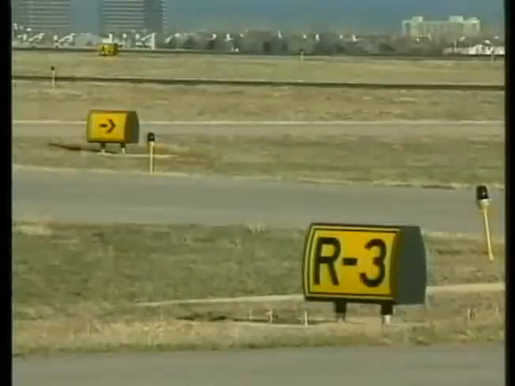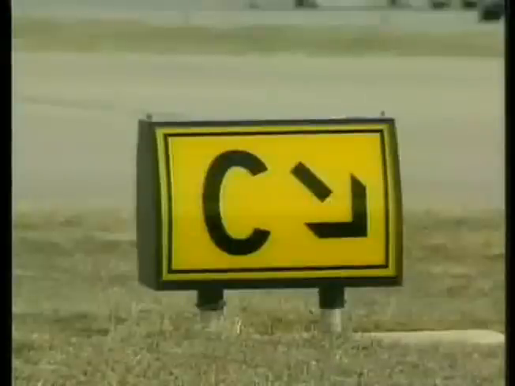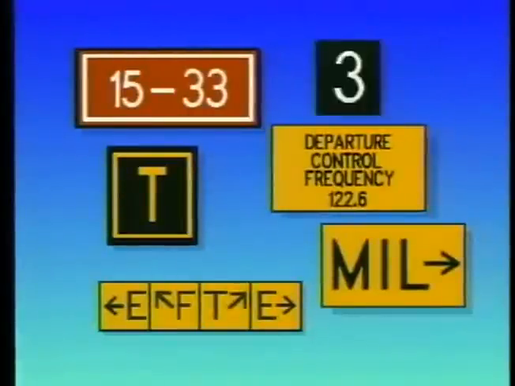One example of this standardization is airport signs. There are 6 types of airport signs which provide you with information while taxiing. These signs are mandatory instruction, location, direction, destination, information, and runway distance remaining.